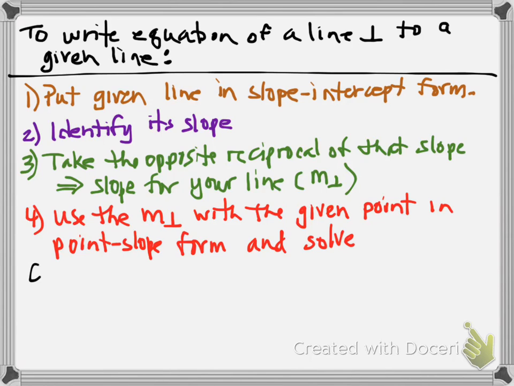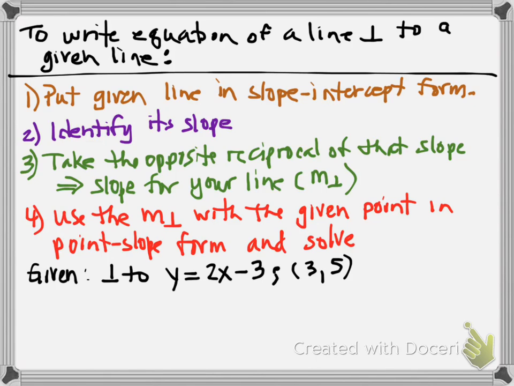So your given is going to look something like this. You're going to have a line perpendicular to this equation, and I'm going to make this an easy problem. And you're also going to be given a point. Now, why would I say this is an easy example? Why is it easy? Larkspur? It's already in slope-intercept form.